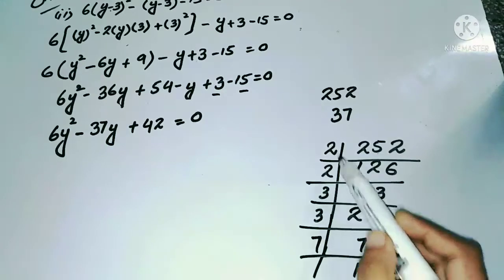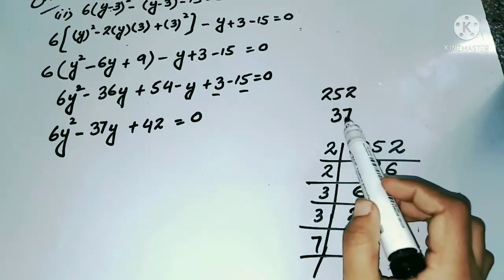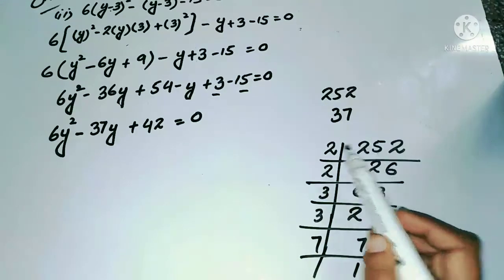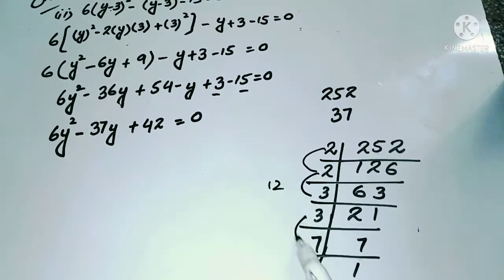Now you have to adjust these factors to make those two factors get to 37, by adding or subtracting. Okay, I can take 2 2s are 4, 4 3s are 12, and 3 7s are 21. When I add 21 and 12, I will get 33. It means that I cannot take these two factors. So let's change them.